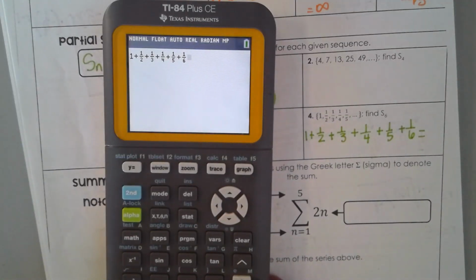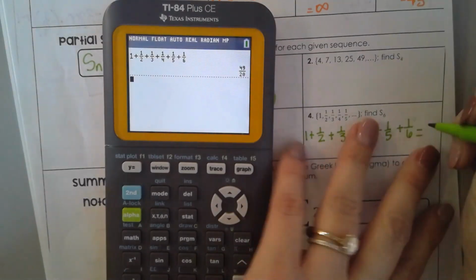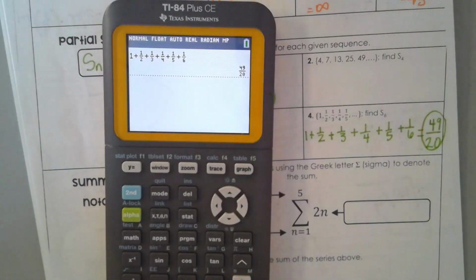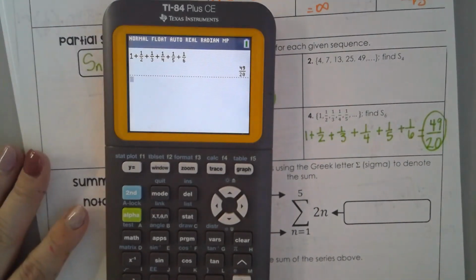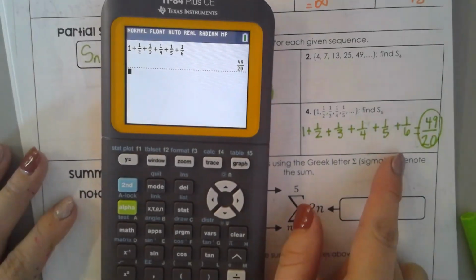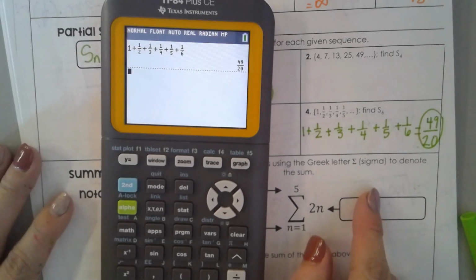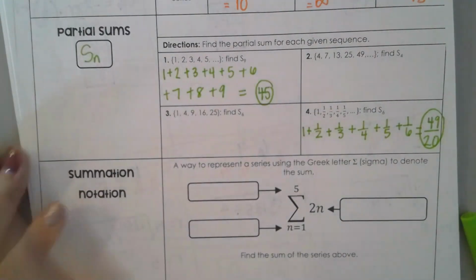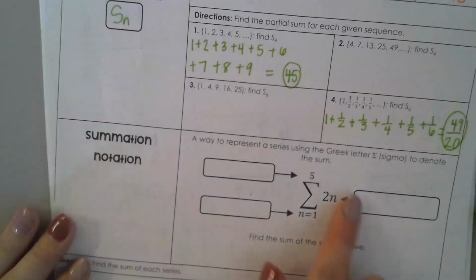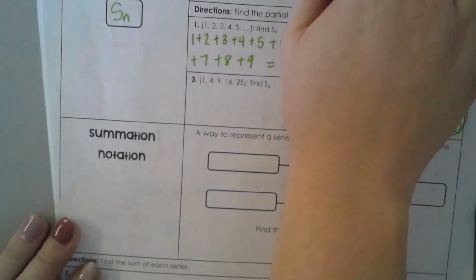That's a lot of typing fractions. And you should get 49 over 20. So that would be really frustrating if I asked you to find the sum of the first like 30 terms, right? That would take a really long time. I would not make you manually type it in. This is where this next thing comes in.